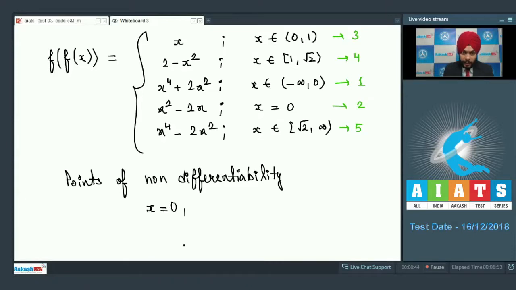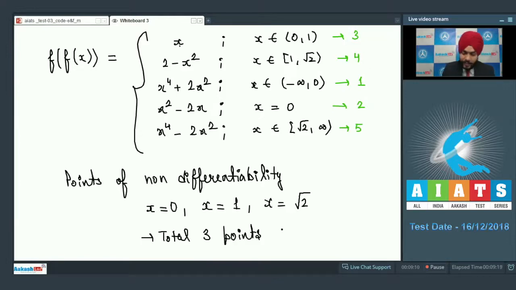Then talking about x equal to 1, again the slope will change because the definition goes from x to 2 minus x square. So x equals 1 is also a point of non-differentiability. Further we talk about x equals root 2. Yes, again quadratic expression and a biquadratic expression. The slope will change. You can check these 3 points separately. These are the 3 points of non-differentiability. Okay, so total 3 points.